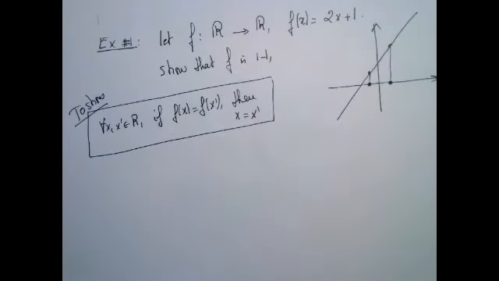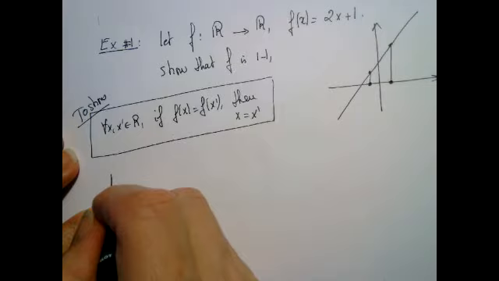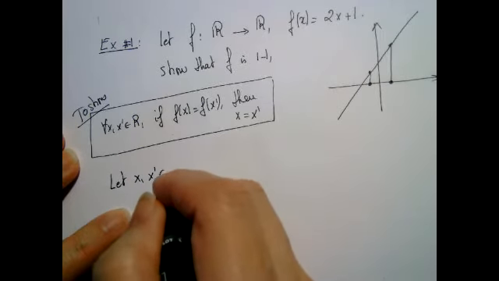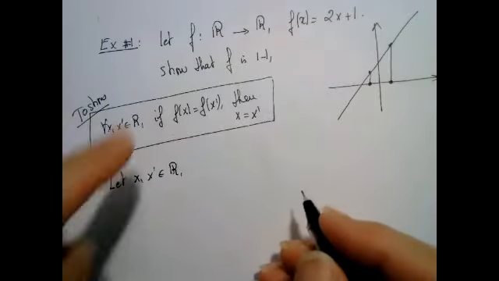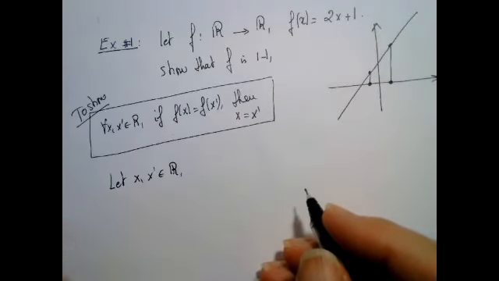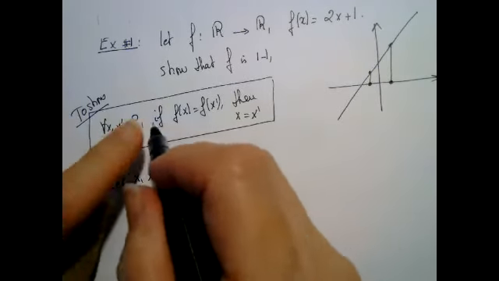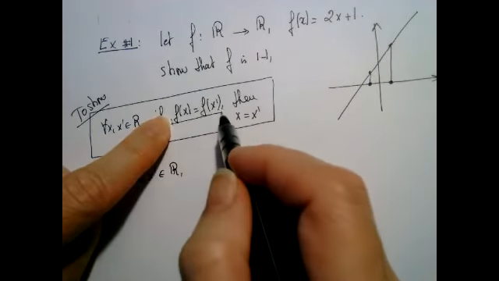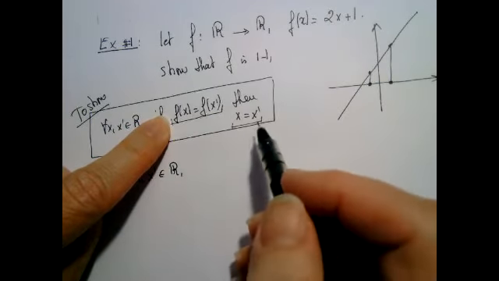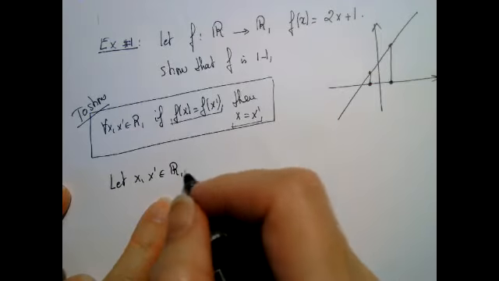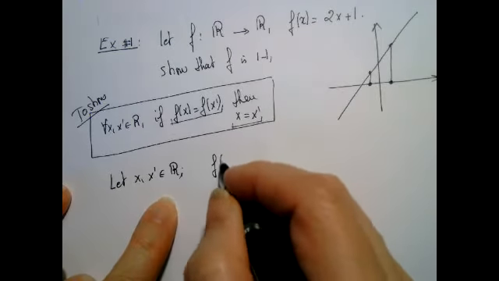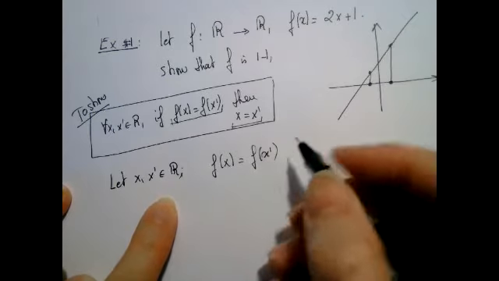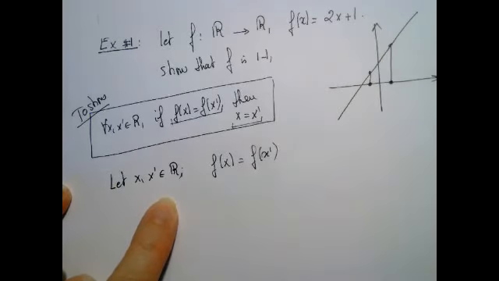So how do we prove 1 to 1? That's how it works. We start with 2 values in my domain. We say let x be x1, such that it's an if statement. So we pick 2 values that satisfy the hypothesis, and we're going to prove the conclusion. Let x prime be in R such that f of x equals f of x prime, and I have to convince you that x equals x prime.